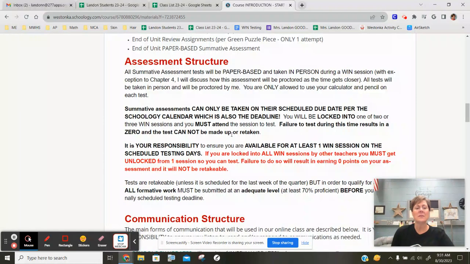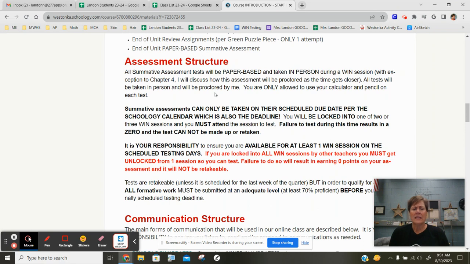Now, the assessment structure for that is, again, the summatives are all in person. Your formative work is all going to be done online, but the summative is paper-based. So how this is going to work for testing is you are going to be assigned a WIN session, and you're going to attend that WIN session and take your test. Basically, the goal is to have everyone test on the same day at the same time. It's really good for test security, and it's a good time too to get everyone together as a class, and you can kind of see who is in your class with you if you aren't aware of who that is.